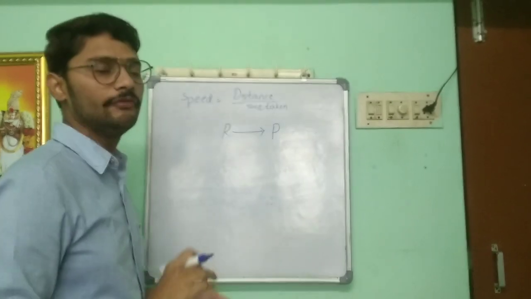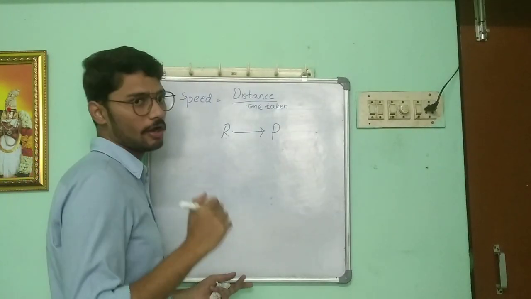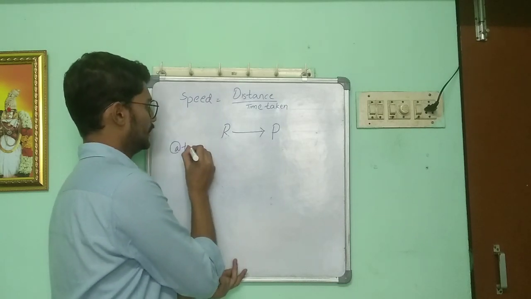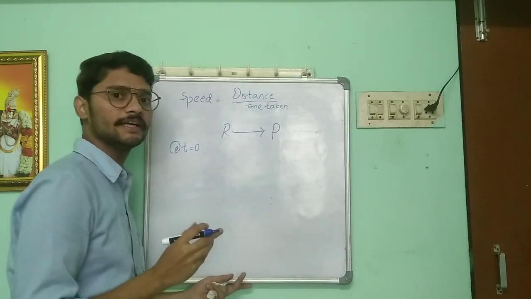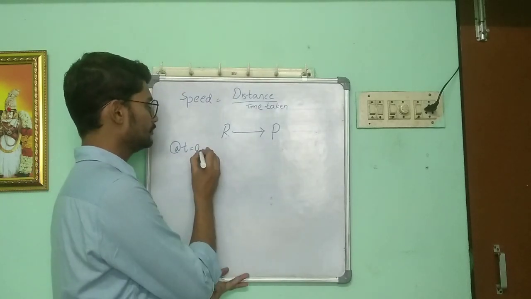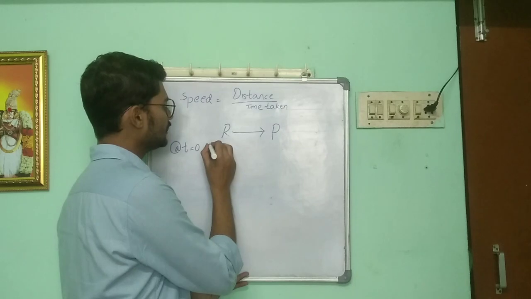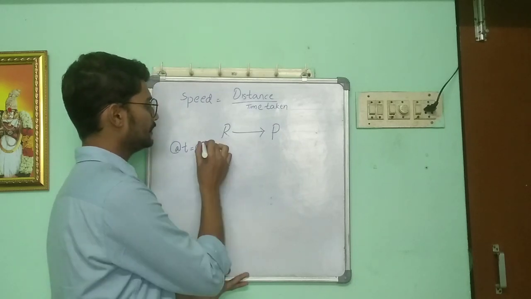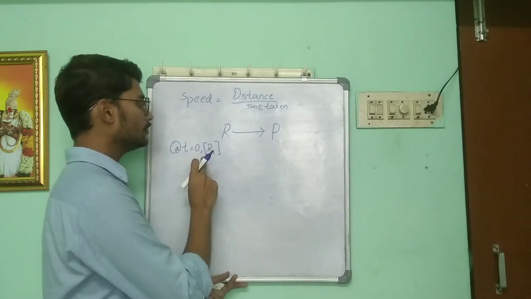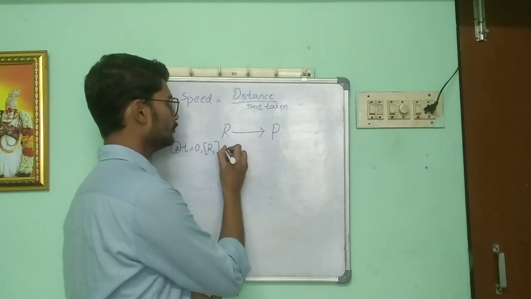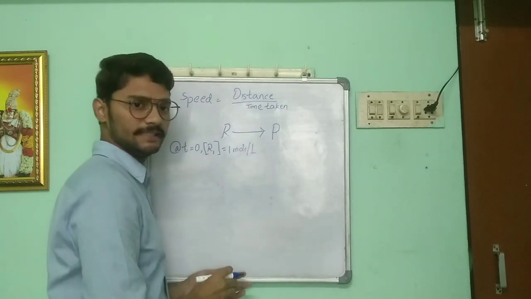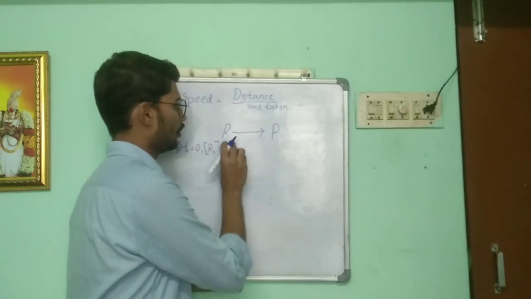Let us say we have 1 mole of R at time T equals 0, that is before the reaction starts. The concentration of R, I am representing it as R1, the square brackets are used to represent concentration. The concentration of R1 is found to be 1 mole per liter. Simply we can write it as 1 molar concentration.